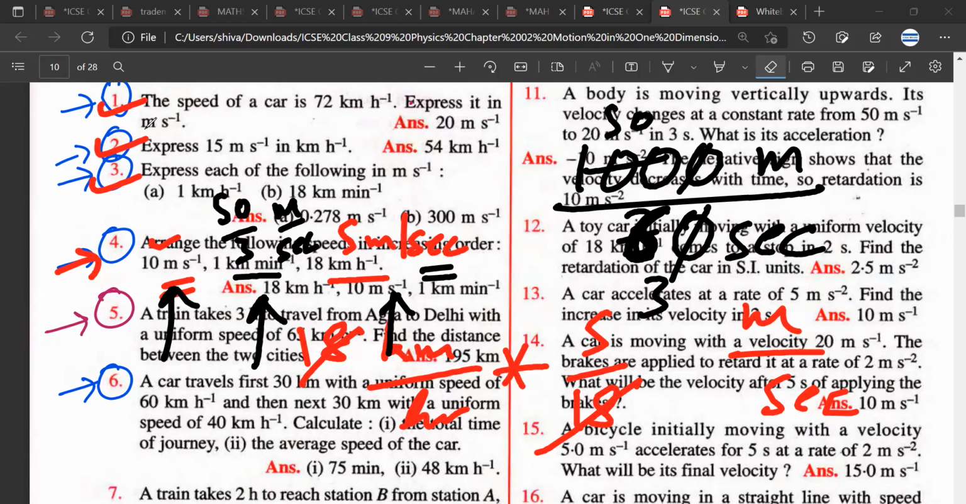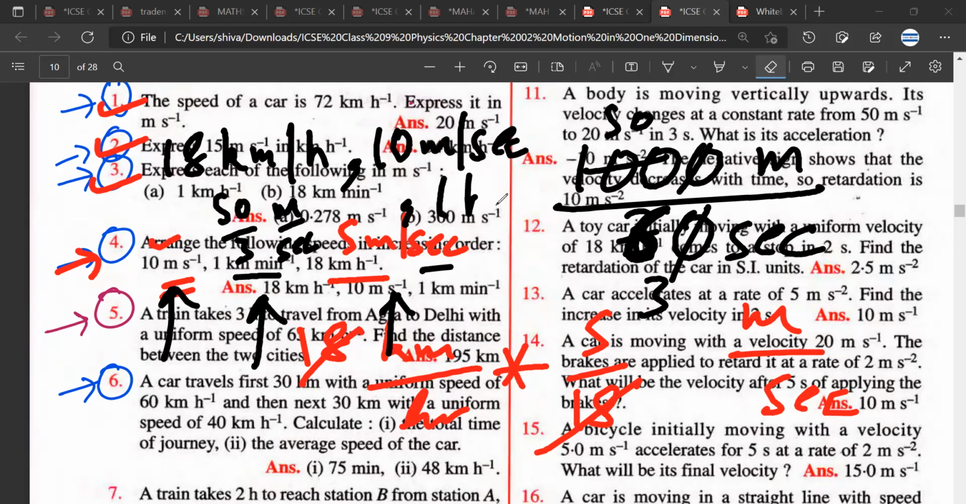First, we'll have 5 meter per second. First, we'll have 18 kilometer per hour. Then we'll have 10 meter per second, and then we'll have 1 kilometer per minute.